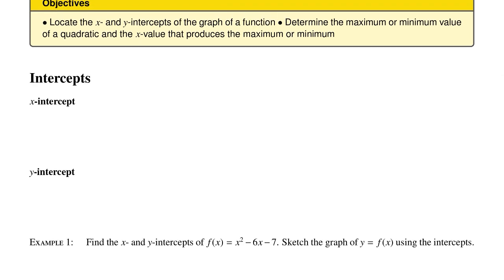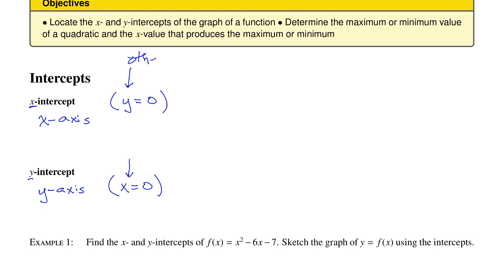There are two intercepts here, the x-intercept and the y-intercept. And these correspond to the points on the graph where the graph of a function intersects the axes. Now, the easy way to remember which one is which is that the x-intercept corresponds to the x-axis, right? And so that means the y is equal to 0. And the y-intercept corresponds to the y-axis, which means that the x is equal to 0. So whichever intercept you want, you set the other variable equal to 0.